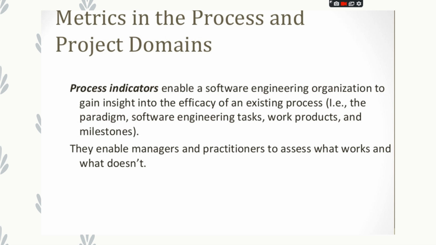So, metrics in the process and the project domains. Process indicators enable a software engineering organization to gain insight into the efficiency of an existing process. They act as a paradigm for software engineering tasks, work products and milestones to be set. They also enable managers and practitioners to assess what works and what doesn't.